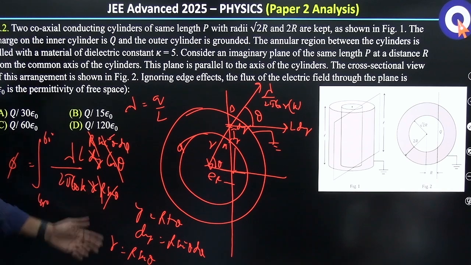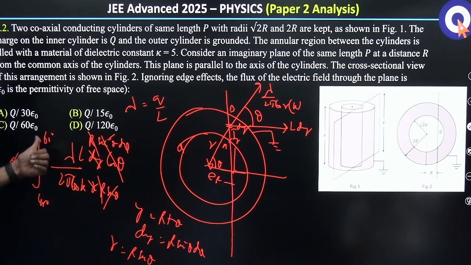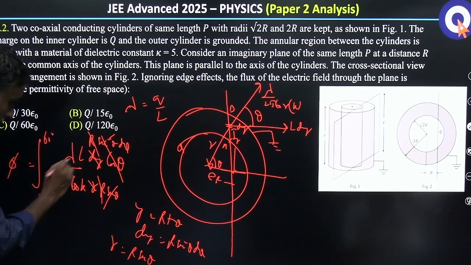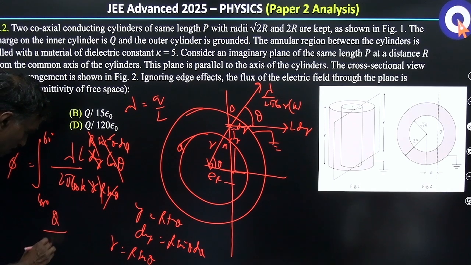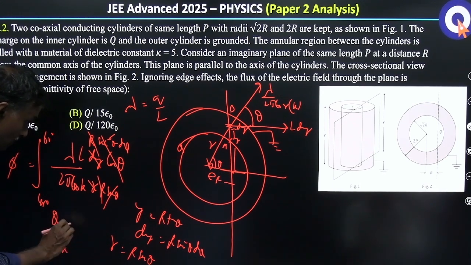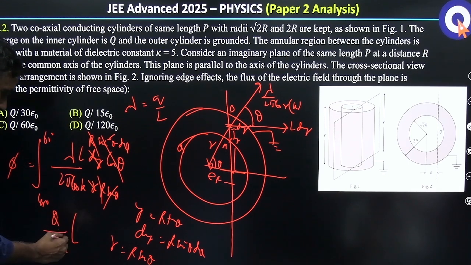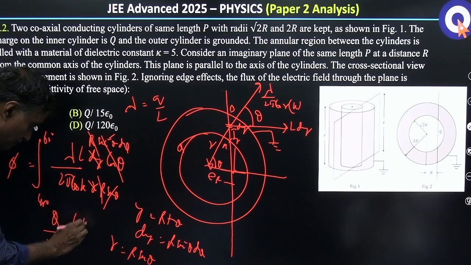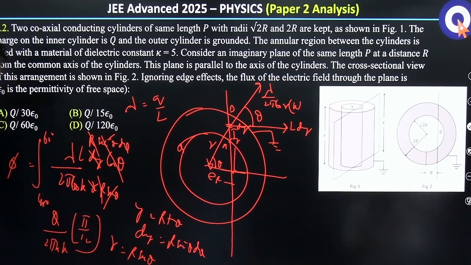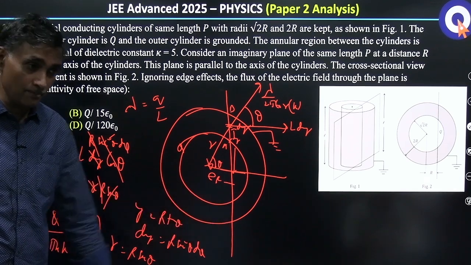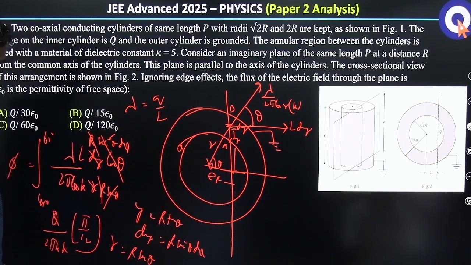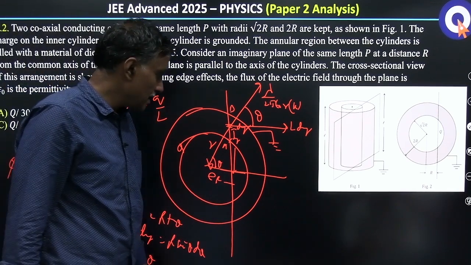So this you have to integrate as theta varies from 45 to 60. Then what do you get? Lambda L is Q. So Q by 2 pi epsilon naught k into 15 degrees. If I put limits, 15 degrees means pi by 12 if I convert to radian. The k value they have given, that you can substitute, and multiply by 2, because this part also has the same flux. So that's what you should do. This is one method; another method also will be there.